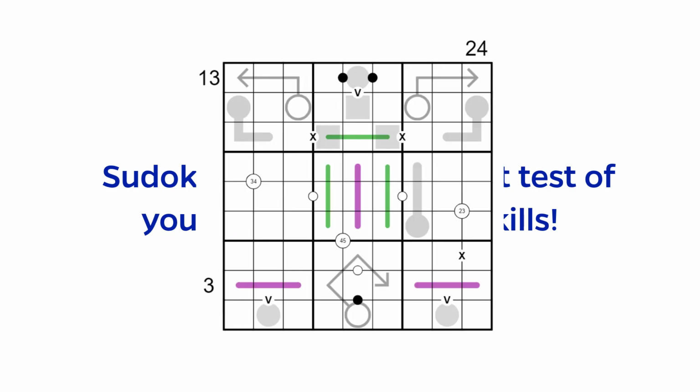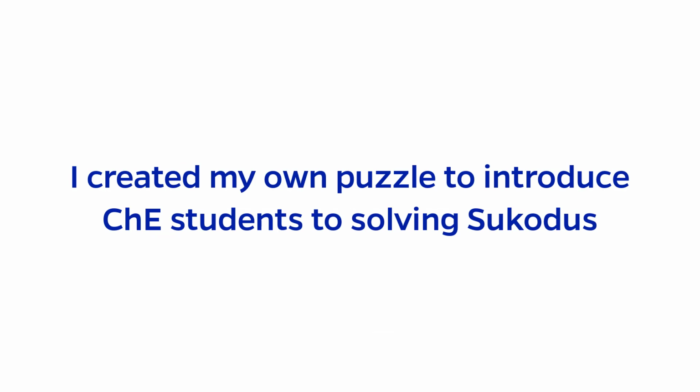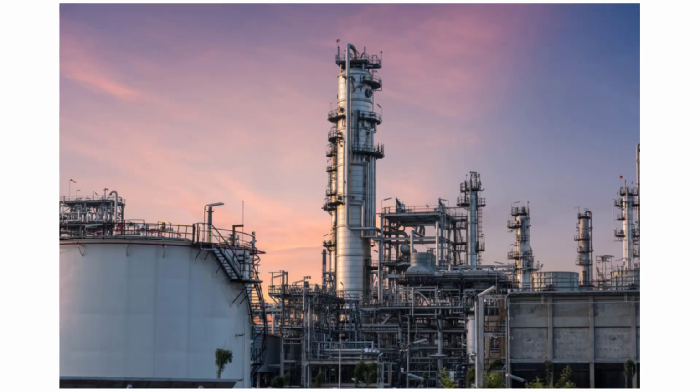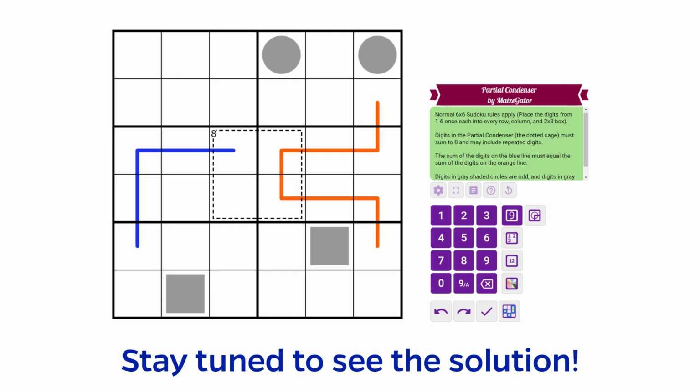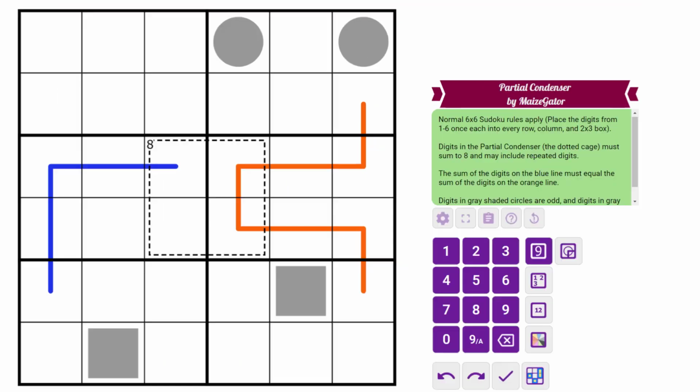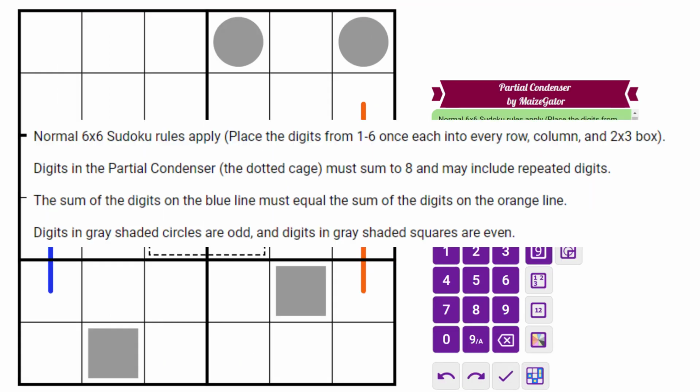make logical deductions. I wanted to introduce my chemical engineering students to this type of Sudoku puzzle, so I set one myself and I themed it around a common piece of chemical engineering process equipment, the partial condenser. In this video, I am going to show you how to solve it. Let's start with a brief rundown of the rules.